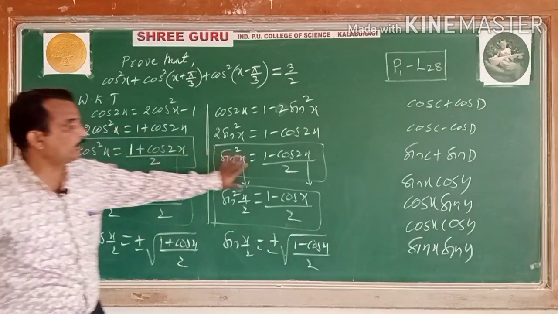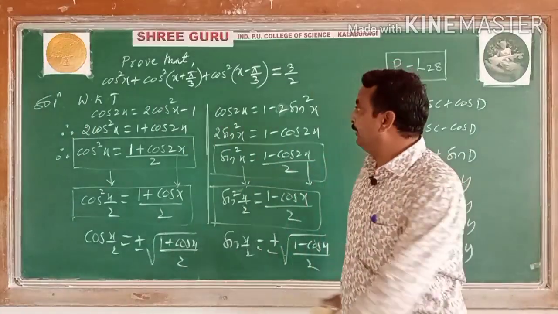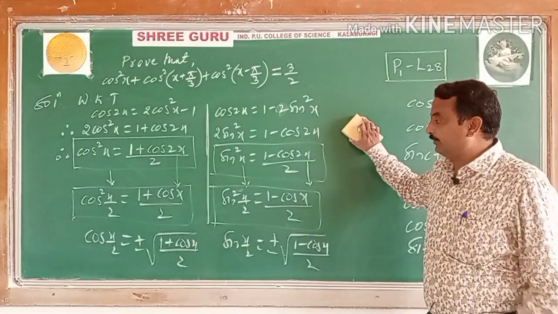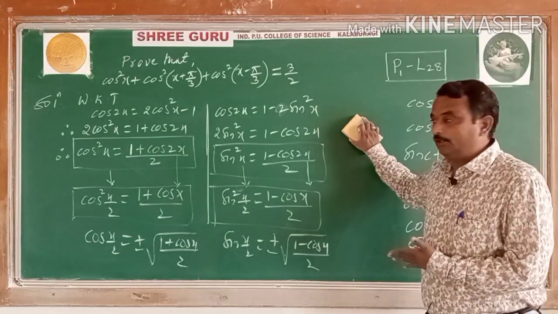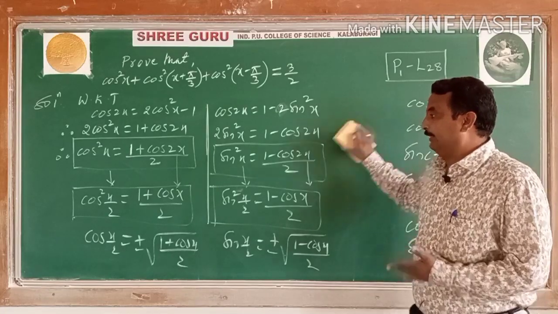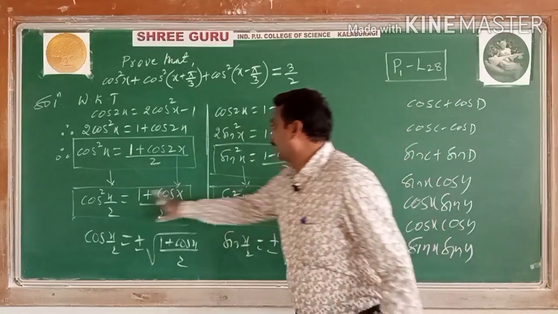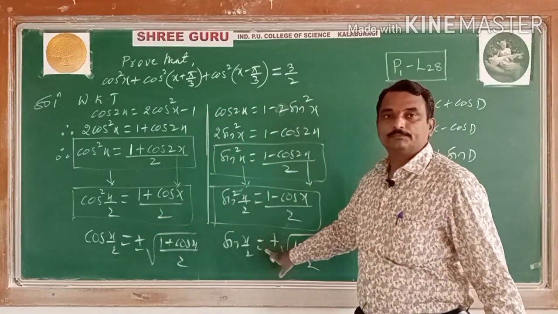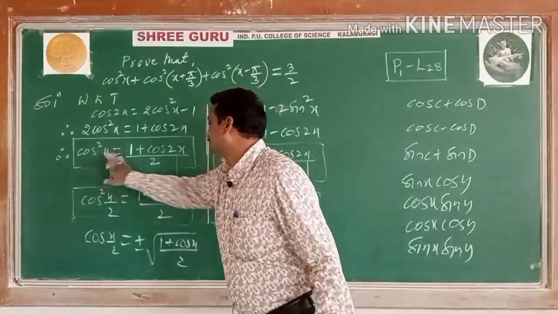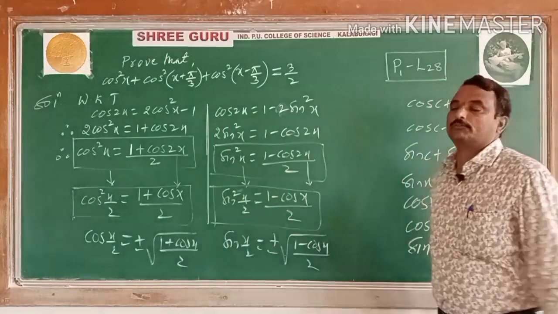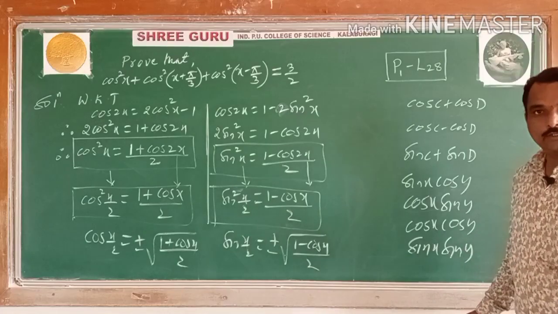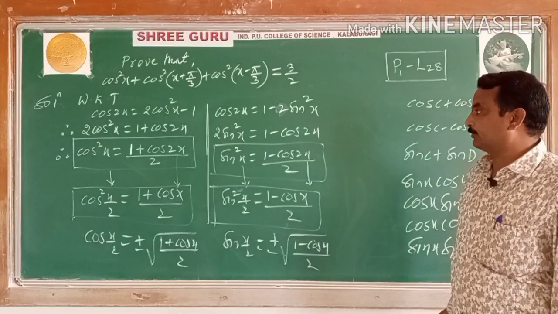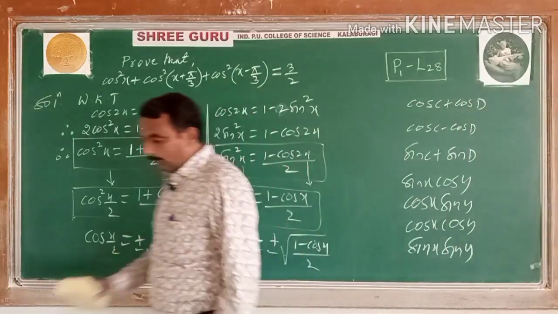Remember the students here, both the formulas are very, very important. You need these two formulas many times. Once again, I have derived these two formulas: sin square x by 2, cos square x by 2, cos x by 2, sin x by 2, in terms of cos square x and in terms of sin square x. Clear students here? So here I have reduced the formula in terms of sin square x by 2 and cos square x by 2.